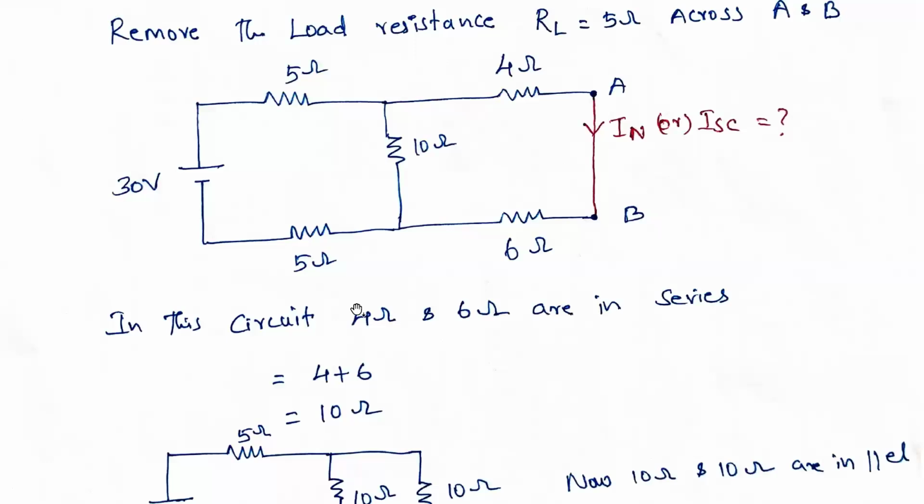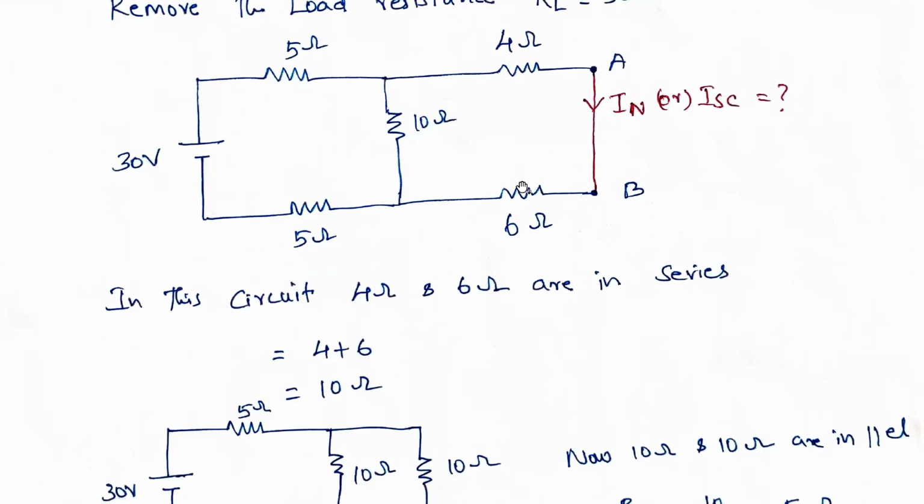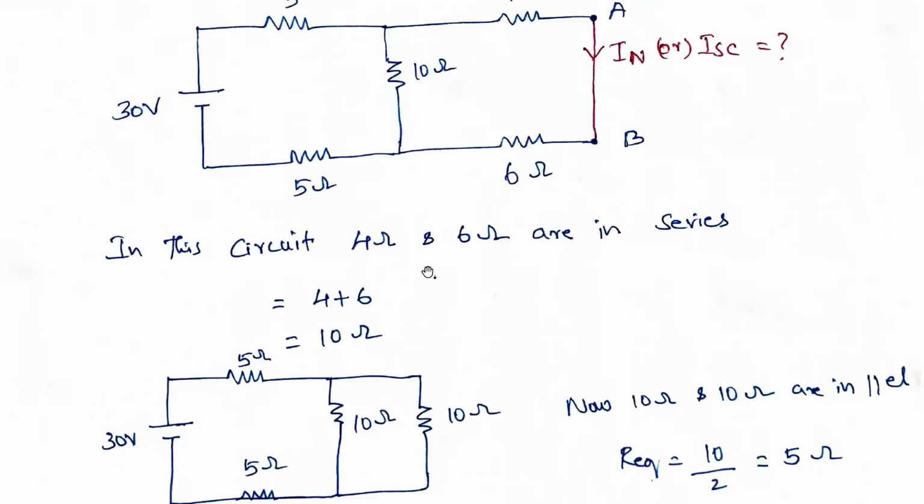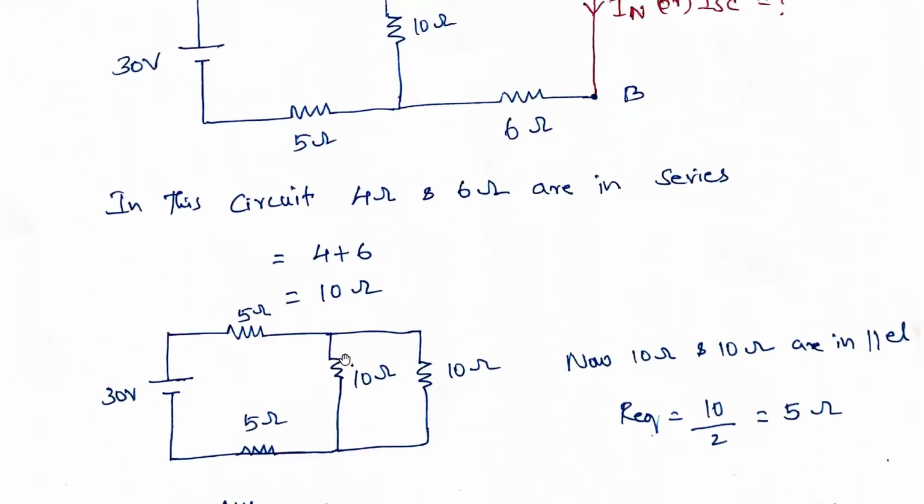So in this circuit, there are two methods. You can also go with the loop analysis and find out. So what I did is I'm just reducing this, because this is short circuited. Now this 4 ohms and 6 ohms are in series, so it becomes 10 ohms here. So I'm redrawing the circuit here, 10 ohms and 10 ohms. Now these two 10 ohms are in parallel. Two equal resistances in parallel means it is 10 divided by 2, so it is 5 ohms.